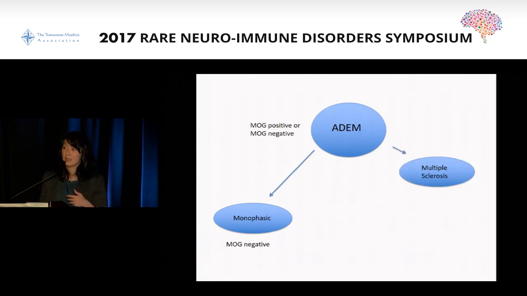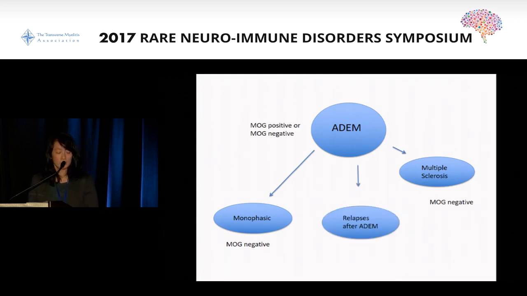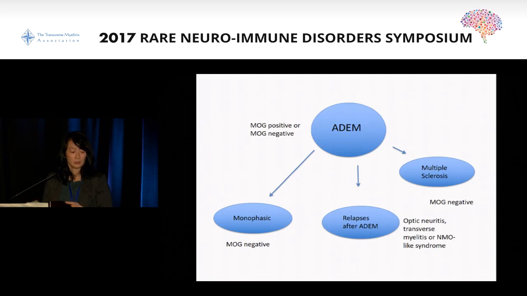But in the case of multiple sclerosis, in the case where ADEM is actually perhaps multiple sclerosis misdiagnosed as ADEM, you also get MOG negativity. So it leaves us with this third group, the people who have something that really looks like ADEM on imaging and in clinical presentation, but they have relapses after it. And we found that mostly the relapses can be optic neuritis or transverse myelitis or an NMO-like syndrome. A lot of them are MOG positive.